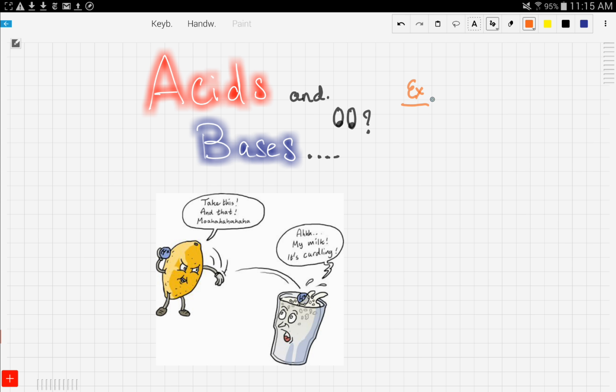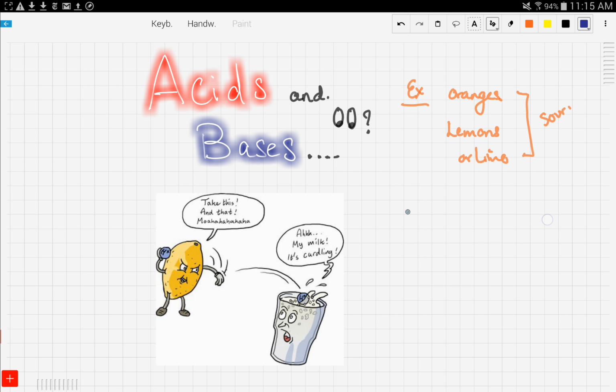An example of an acid would be oranges. They contain some acid, and also lemons or limes, such stuff. You notice the common thing between those is that they taste sour. So this is how an acid feels.